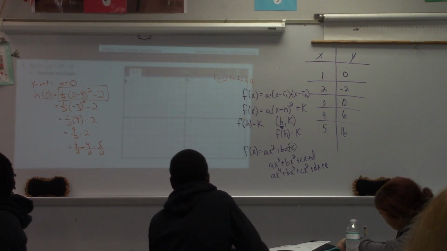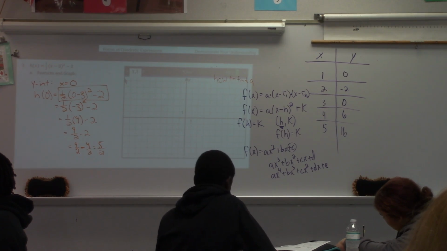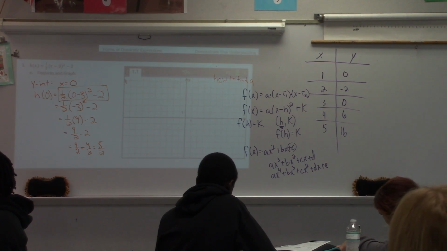Okay? So, y-intercept is something you can always find because the x is what? 0. Y-intercept, the x is 0. The similar thing is true with x-intercept, but the x-intercept's a little bit more of a pain to get to. That's what next unit's all about.